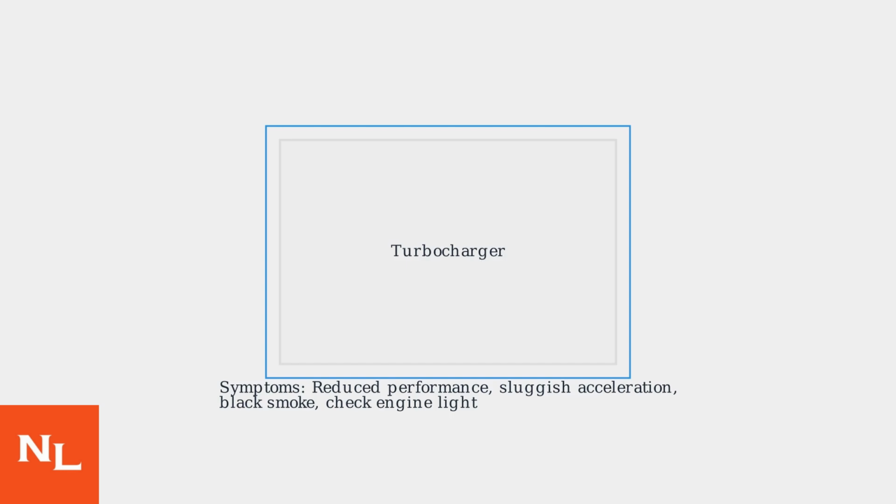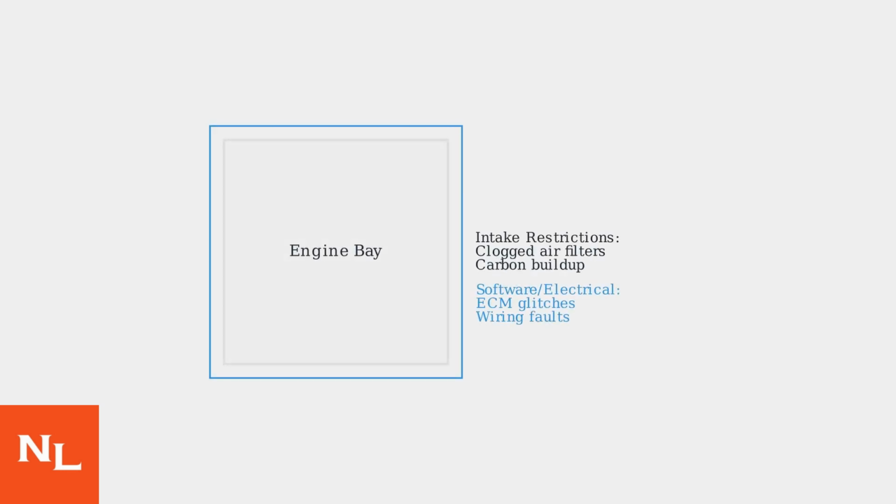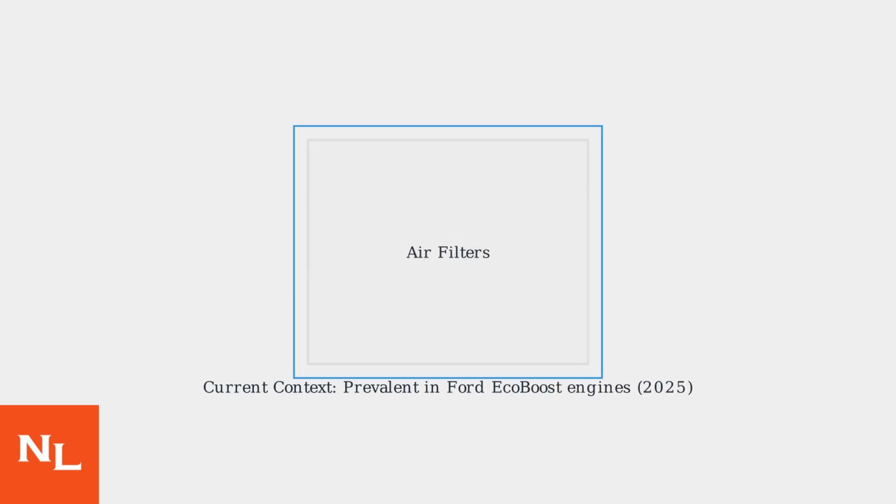engine light illuminating. The root causes range from mechanical failures like worn turbo bearings or damaged impellers, to sensor issues with the wastegate solenoid, boost pressure sensor, or MAP sensor. Intake restrictions from clogged air filters or carbon buildup, and even software or electrical problems can also trigger the code. As of September 2025, this remains a prevalent issue in turbocharged Ford vehicles, especially those with EcoBoost engines.